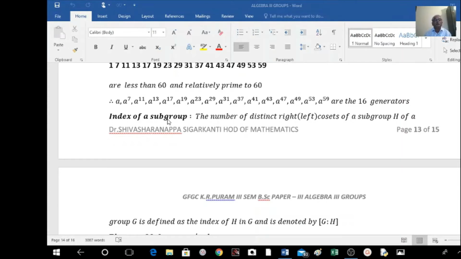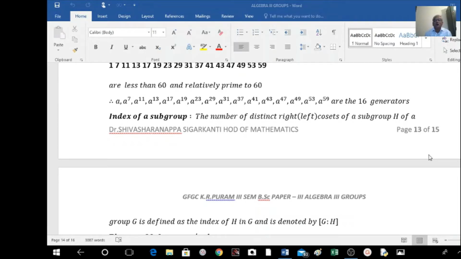The index of a subgroup is this: if G is a group and H is a subgroup of G, then we have the cosets of H, right cosets and left cosets. The number of distinct right cosets or the number of distinct left cosets is defined as the index of the subgroup. We have already proved that any two right cosets or any two left cosets are either identical or disjoint.